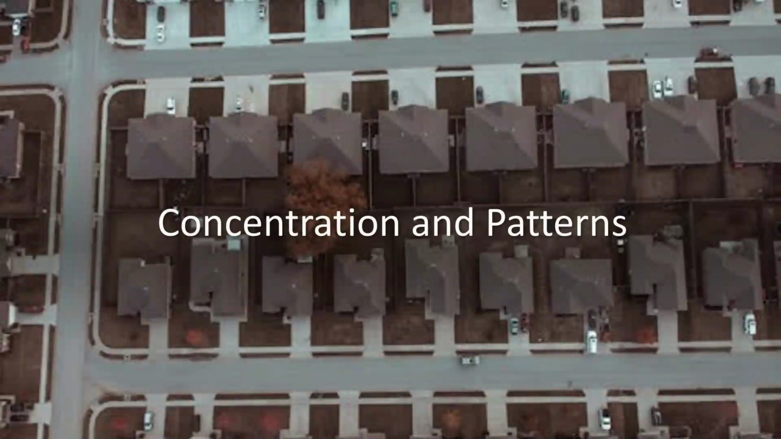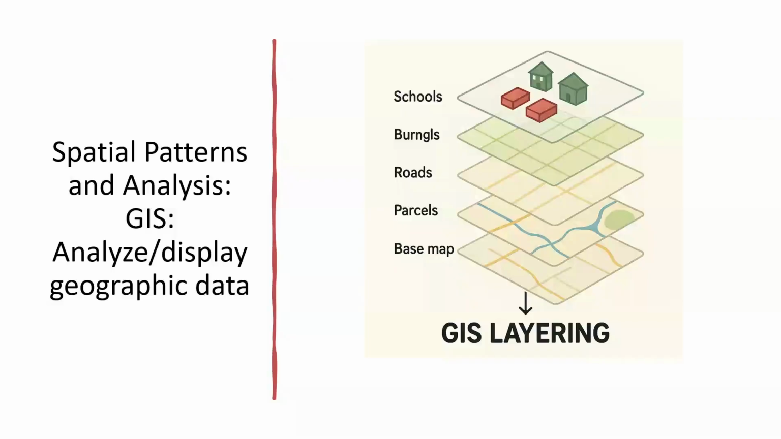Oftentimes in our cities, we also have very regular patterns. We're going to have our houses lined up nicely on streets. They're going to have a driveway that connects. There's going to be a backyard behind the house. We have regularly repeating patterns that we could use to predict where things are going to go.